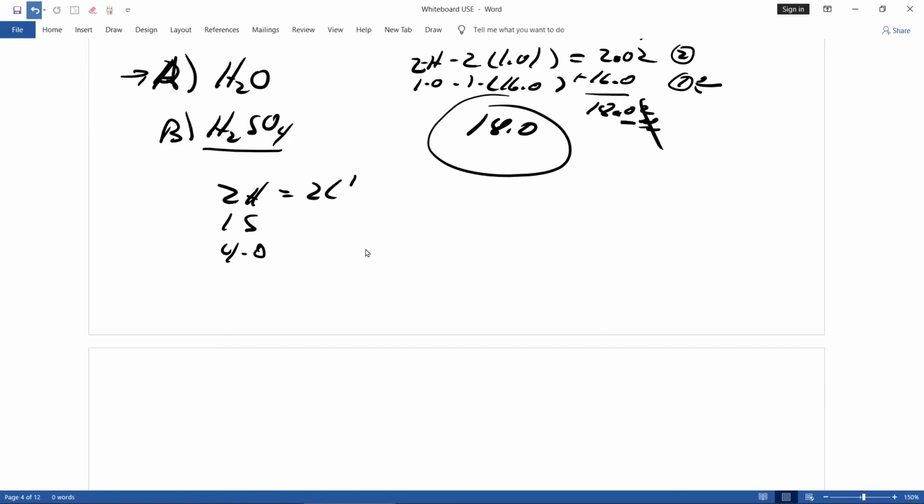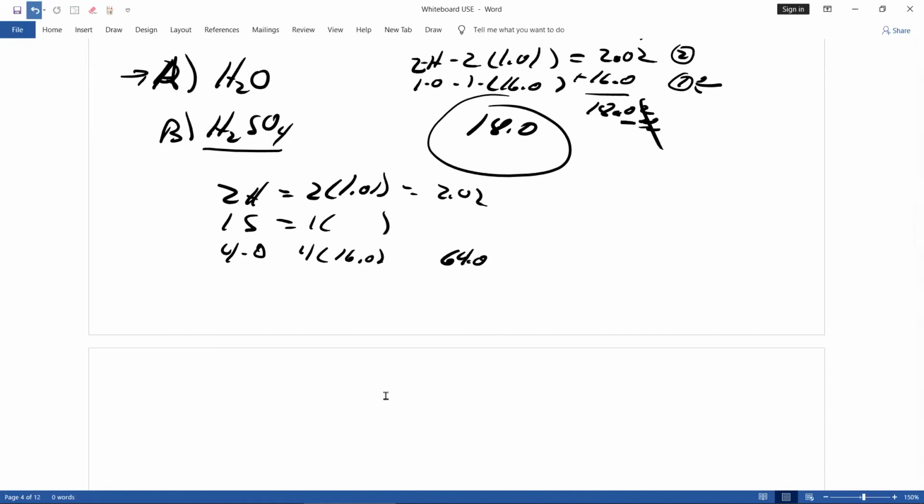Let's do sulfuric acid, H2SO4, 2 hydrogen, 1 sulfur, 4 oxygen. Hydrogen, I've already done, looked up, I should say. Sulfur, we'll do in a second. Oxygen, we have 16.0. This would be 2.02. That would be 64.0, if I did my math correctly.